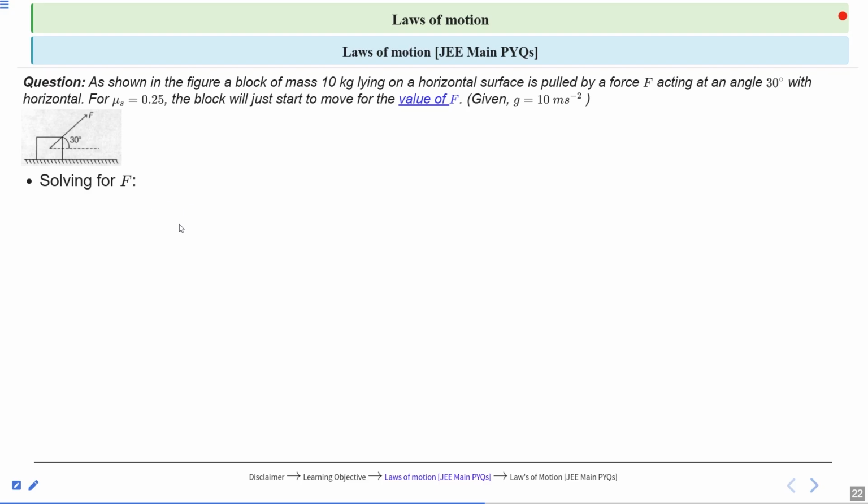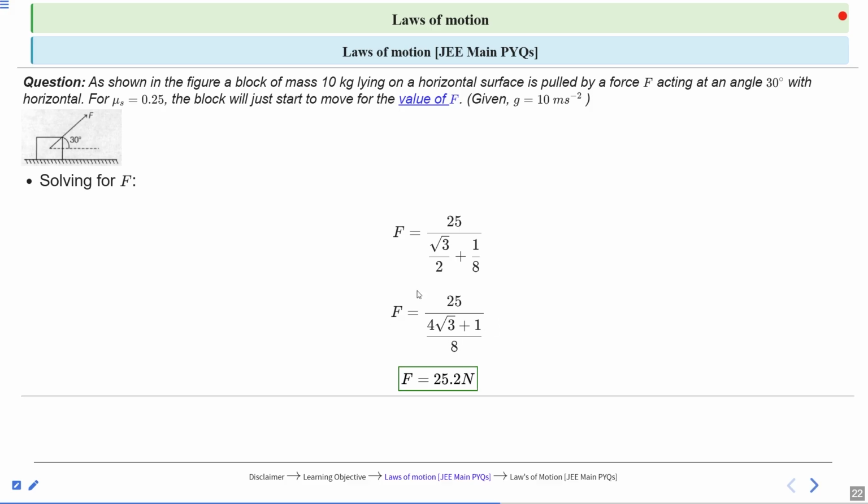Solving for F, we have F is equal to 25 divided by root 3 by 2 plus 1 by 8. So solving this denominator term, it will be 4 root 3 plus 1 divided by 8, and F will be 25 divided by 4 root 3 plus 1 divided by 8. So this is the force acting at an angle 30 degree. When we solve this further, F will be 25.2 Newton. So this is the correct answer. Clear? After mathematical calculations, the answer will be this.